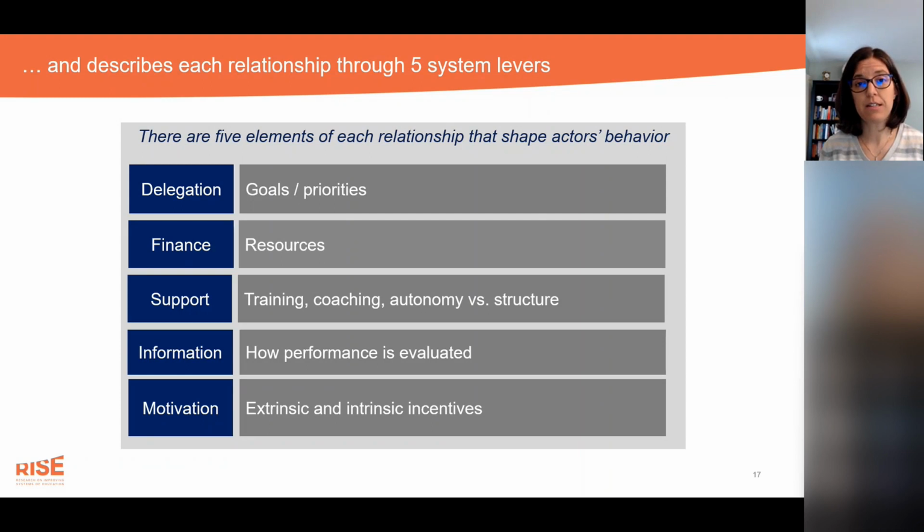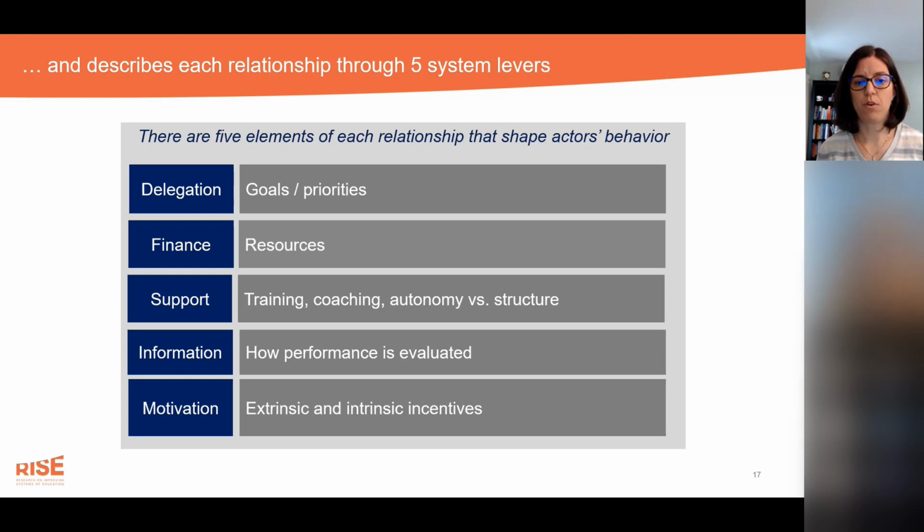The second is finance. What are the resources that are made available for achieving those goals and priorities? The third is support. So what are the training, the coaching, the ongoing support that are provided, again, for achieving those goals and priorities?